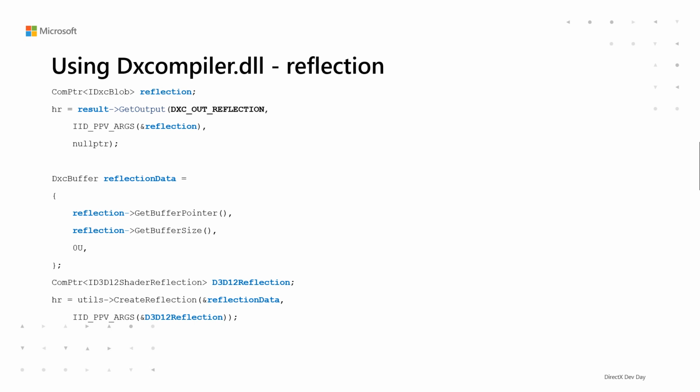And finally here, we're taking our result objects again, and we're asking it for the reflection output. In this specific example, we are using that reflection output directly. It's just a big buffer of data. And we're using the library utility interface to create a reflection interface for that data, and then using it directly. Obviously, after you get the output, you can save it to a file and then open it up later and read those bits in and create a reflection interface directly from those bits as well.